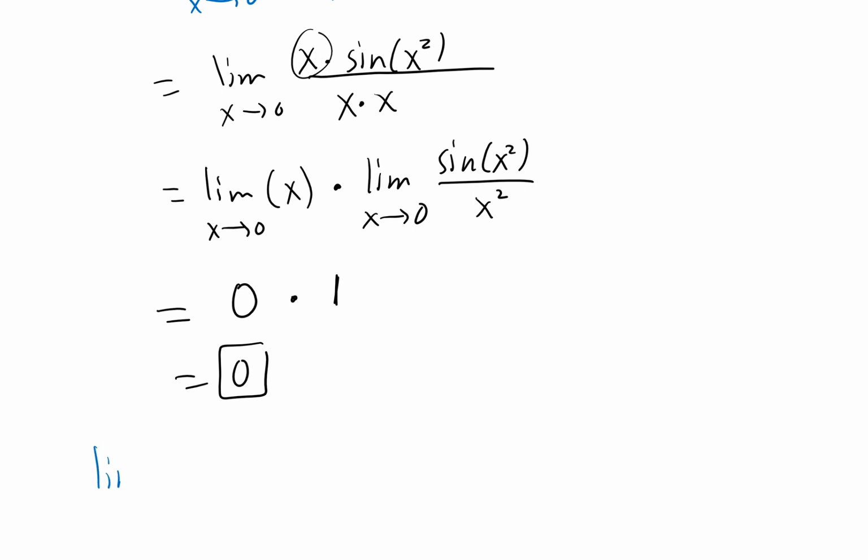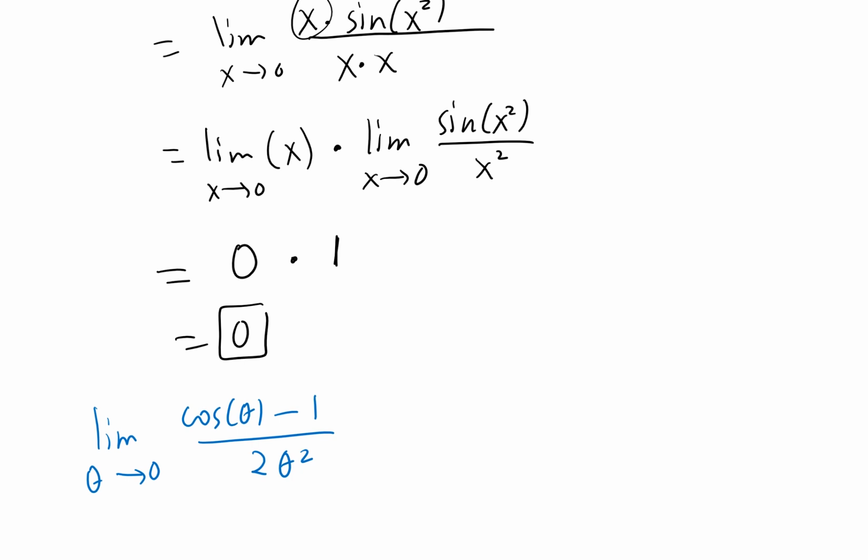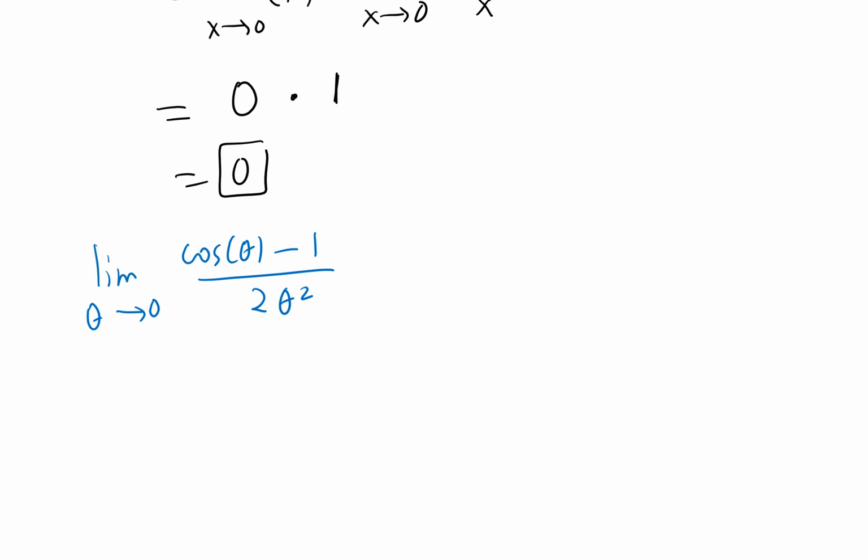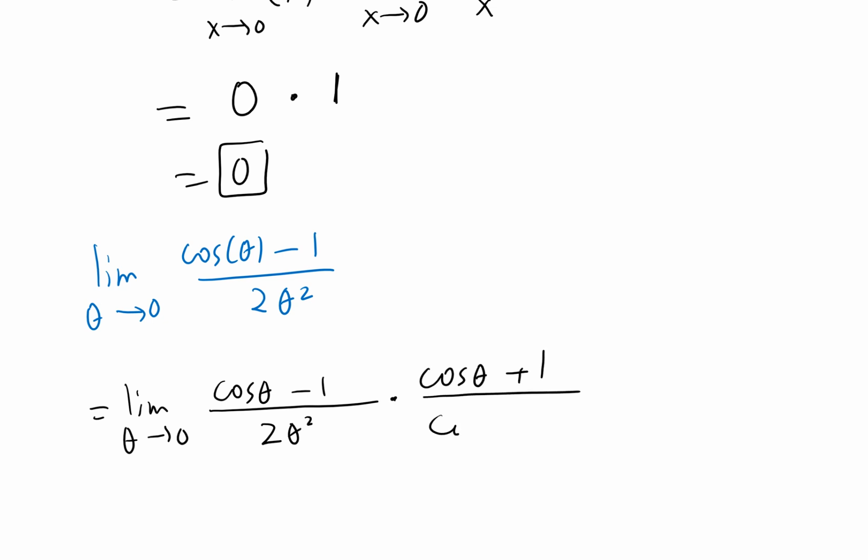The next one, the limit as theta goes to 0 of cosine of theta minus 1 over 2 theta squared. This one is slightly tricky, more tricky than the other ones. If you pass the limit, that will give us 0 over 0. And if we rewrite it as cosine theta minus 1 over theta times 1 over 2 theta, we can't get an answer for that. So one trick to do here is to rationalize the numerator by multiplying by the conjugate. So keep this the same. Multiply by cosine theta plus 1, top and bottom.